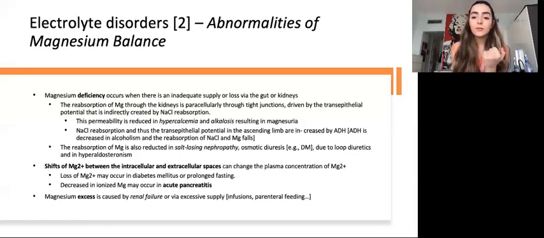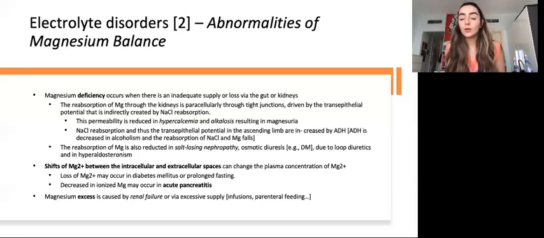The effects, like the clinical symptoms, of both magnesium excess and deficiency: in excess, you have impaired neuromuscular excitability, so hyporeflexia that can lead to even respiratory arrest, disorders of cardiac action potential, and vomiting. And then if magnesium is deficient, it leads to the opposite: neuromuscular excitability, hyperreflexia, and cramps.